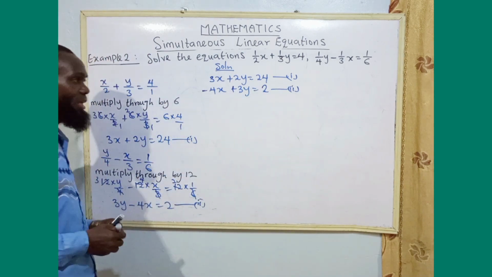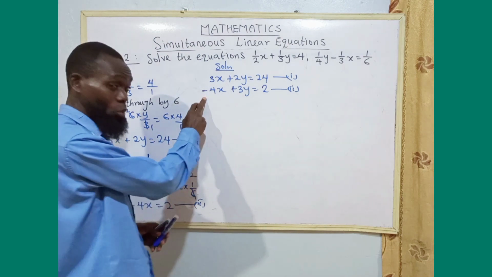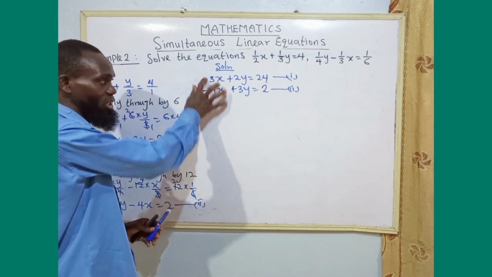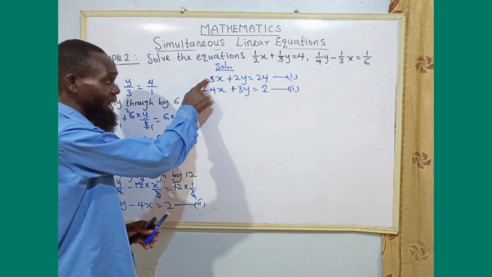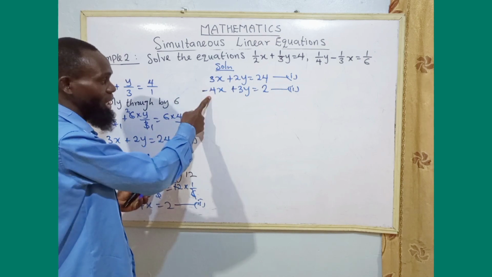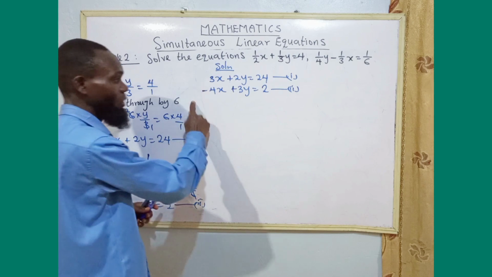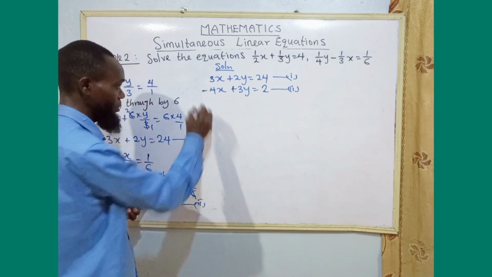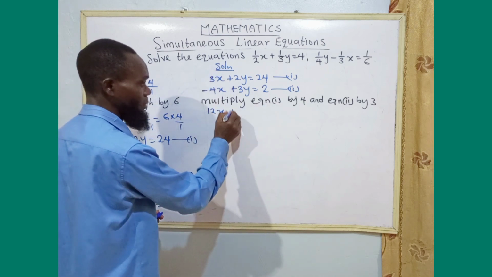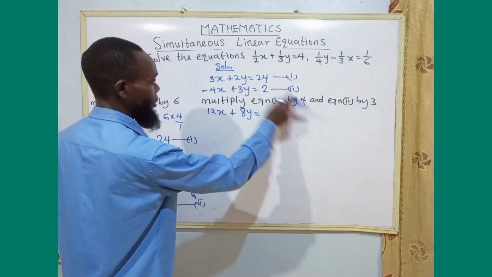Now, using the elimination method, here I have positive and here negative. The first rule has been done, positive and negative. Then I want these coefficients to be the same. This one can be 12, this one can be 12. Let me multiply equation 1 by 4 to make it 12, and equation 2 by 3 to make it 12. So I have 4 times 3, 12x, plus 4 times 2y, 8y, is equal to 4 multiplied by 24.